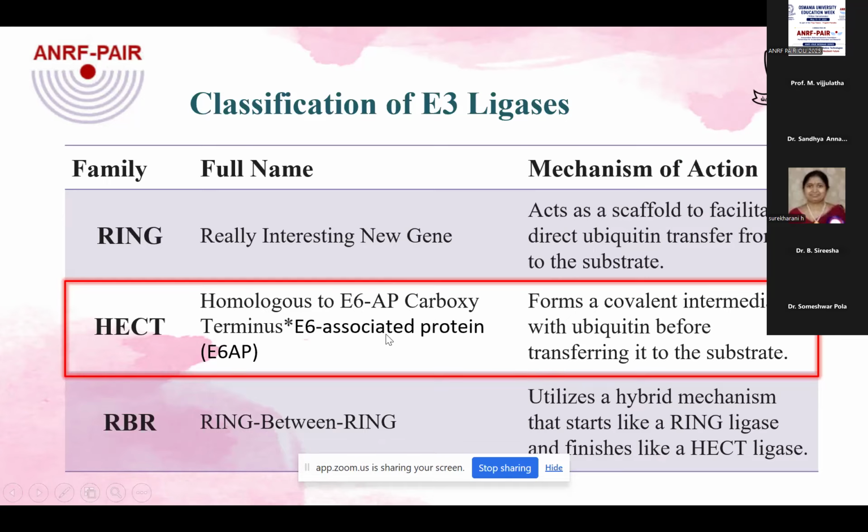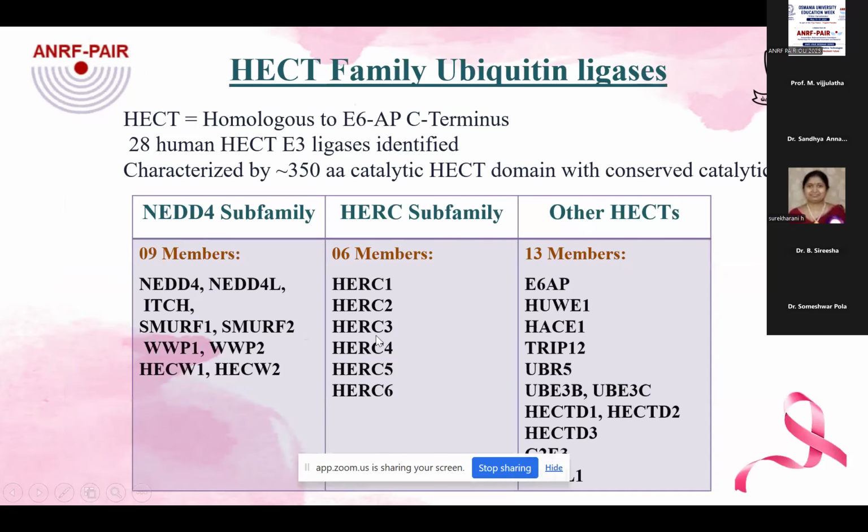So among the 3, we are interested in the HECT family, that is homologous to E6 associated protein carboxyl terminus. And it has been characterized that there are 28 human HECT E3 ligases which have been identified. And these are characterized by a 350 amino acid catalytic HECT domain with a conserved catalytic cysteine. And these are again subdivided into 3 subfamilies.